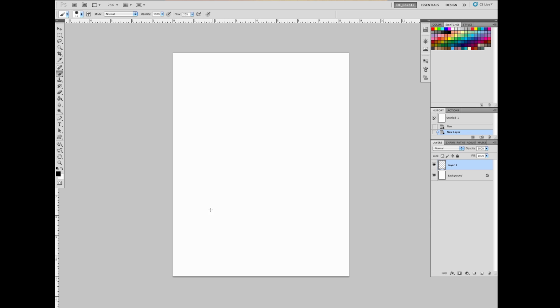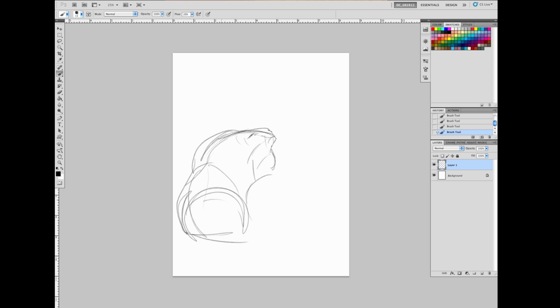For instance, I'm thinking of a lion right here, and not just any lion, a lion that is very proud and smug. Immediately that's going to affect my pose. So I'm going to go ahead and tilt his head up. He's got a certain amount of pride. And just staying loose throughout the initial lay-ins, keeping his head up, right?